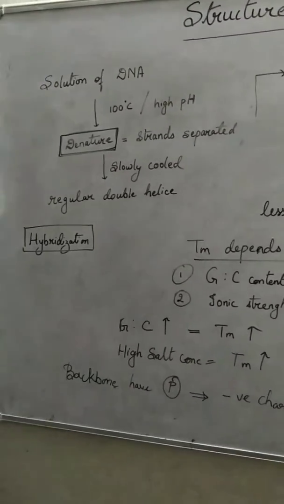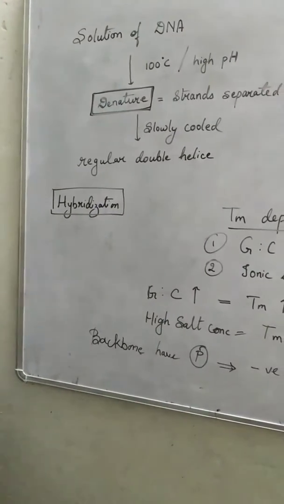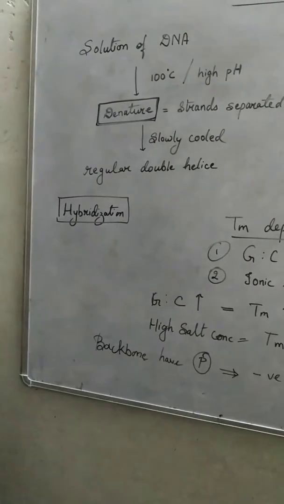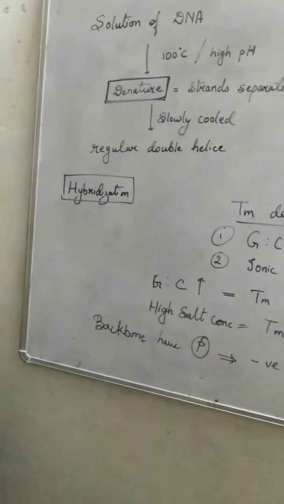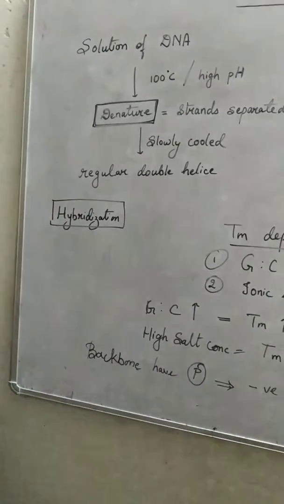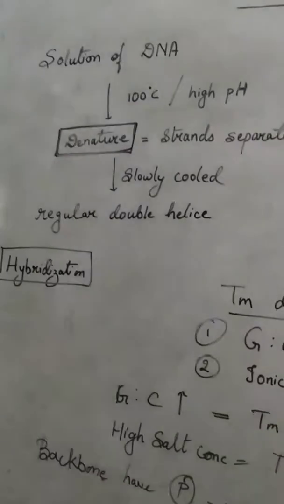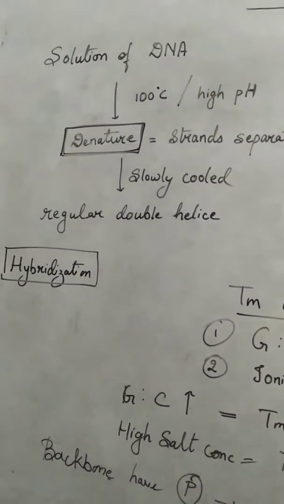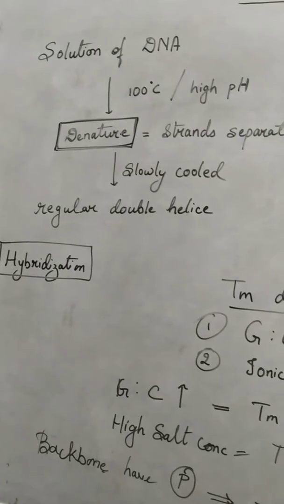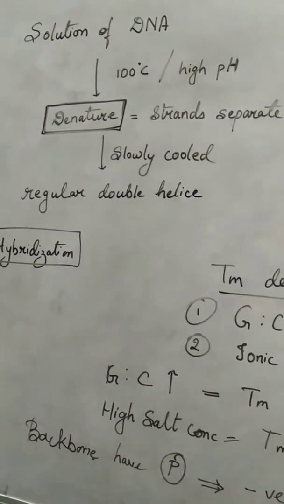Today's topic is some terms related to DNA. First is denaturation, then hybridization, and Tm, that is temperature melting or melting temperature of DNA, and hyperchromicity. Now we start with a solution of DNA. If that solution of DNA is exposed to 100 degrees Celsius or high pH, then the DNA starts denaturing.